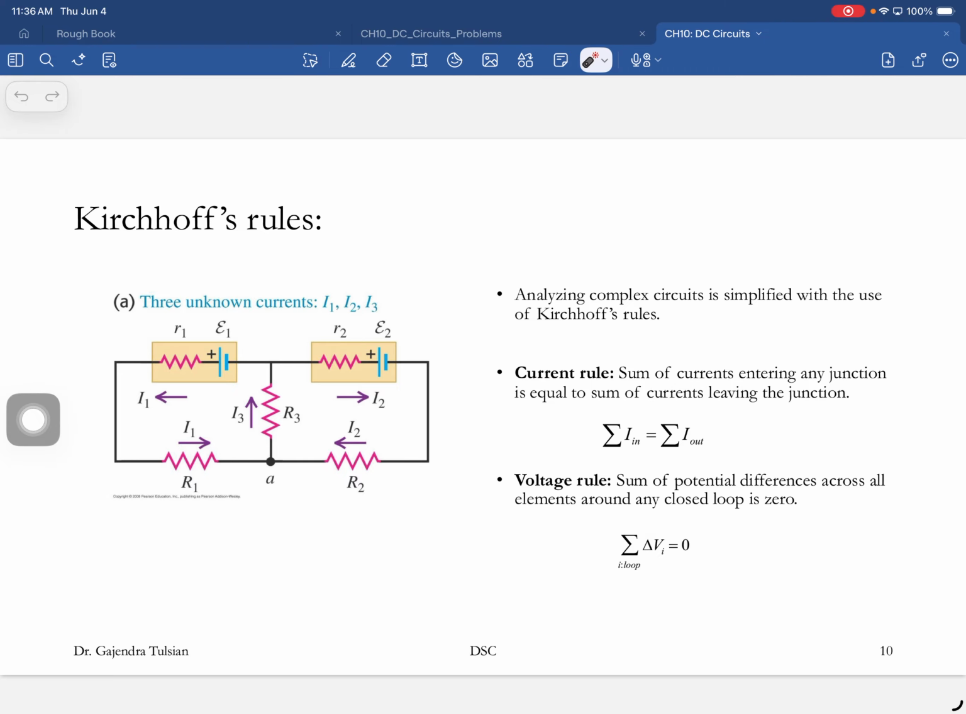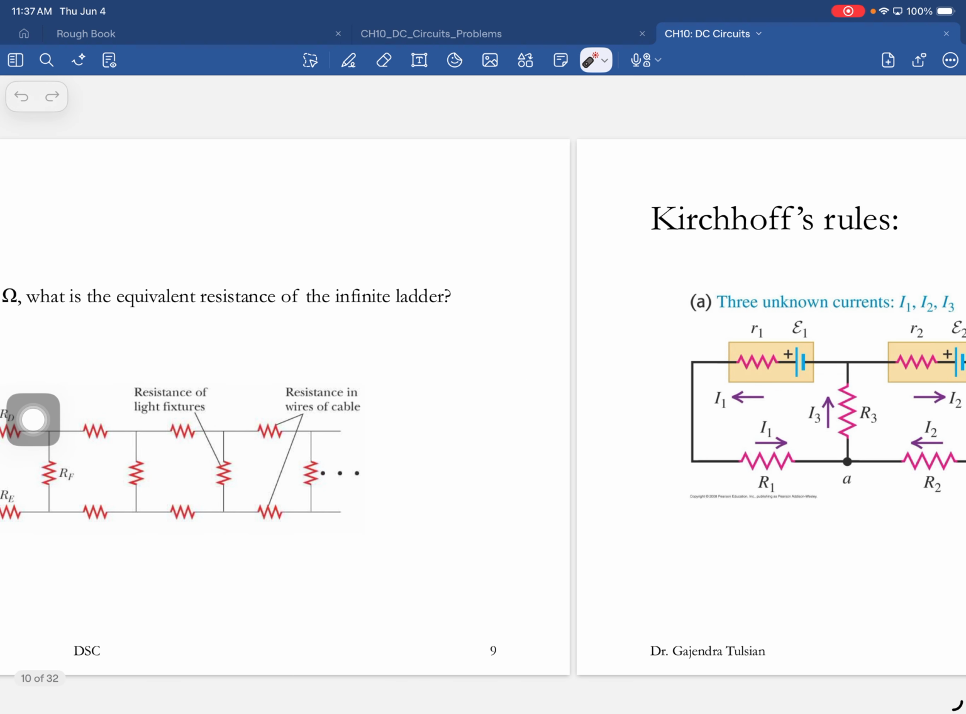If you have multiple sources and multiple networks, I mean multiple loops like this, you'll need two rules. These are the two rules. We'll come to that. Those are Kirchhoff's rules. You'll need those two rules to solve this circuit. Solving a circuit means finding the current through every element. Based on these two rules, you'll do an entire circuits course just on those two rules, and that's what we're going to study.